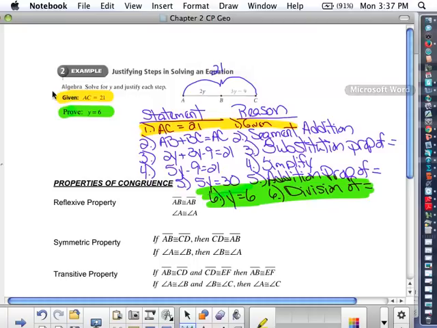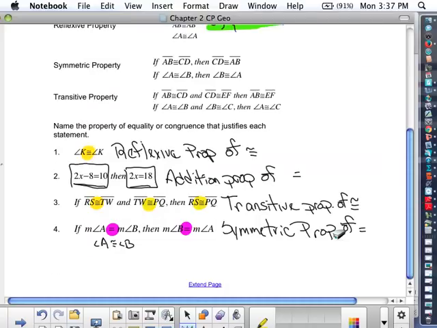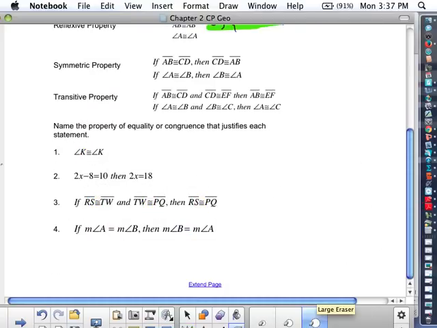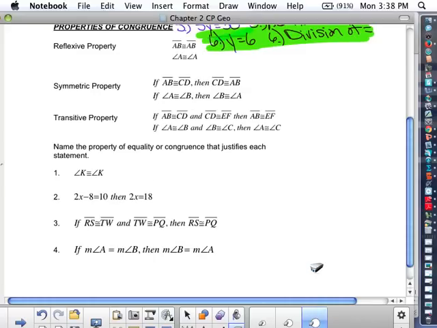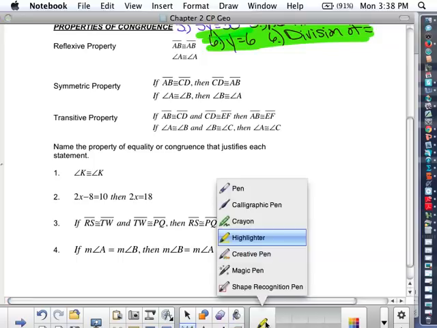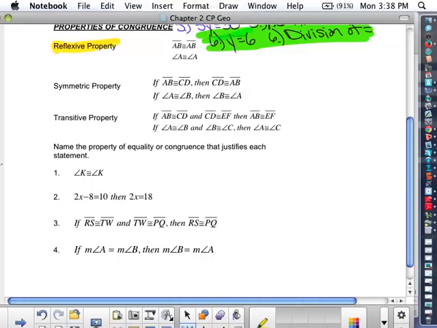We have a couple more properties we're going to look at, and then tomorrow in class we're going to work on some proofs. So let's take a look at these last few properties. The reflexive property says AB is congruent to AB and angle A is congruent to angle A. These properties will make a lot more sense when we actually use them in a proof. The symmetric property says if AB is congruent to CD, CD is congruent to AB, and likewise with an angle.